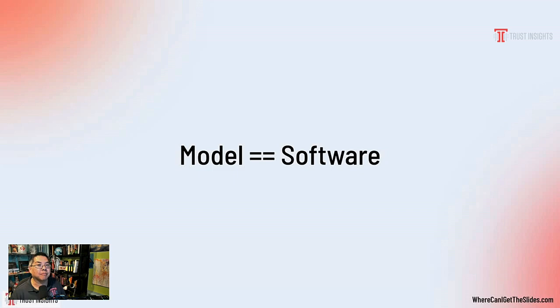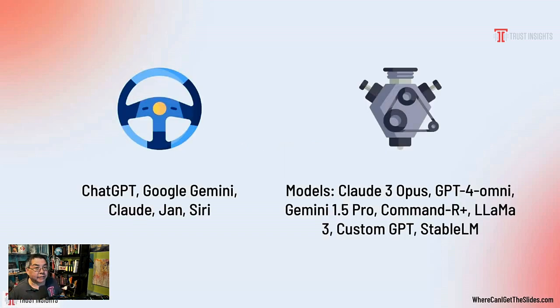When you hear the term model, you'll hear this term a lot in generative AI. It really just means a piece of software, in the same way that Mautic is email marketing software and marketing automation software made by people for people to use. A model is AI software made by AI for AI to use. There is a big difference between the interface and the model. The interface are things like ChatGPT and Siri and Google Gemini, and the models are the engines underneath: Claude 3 Opus, GPT-4 Omni, and so on.